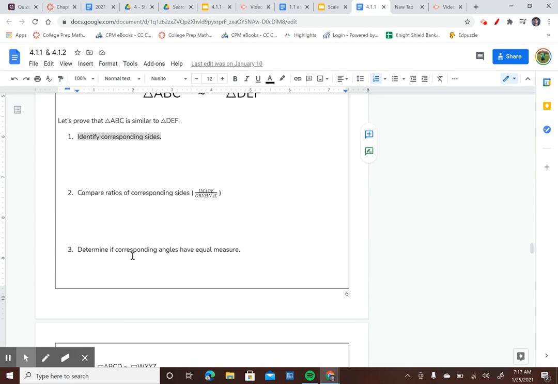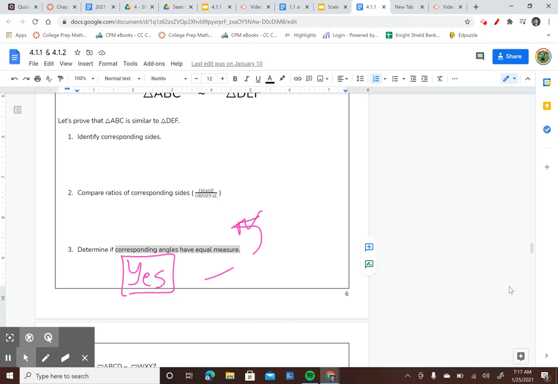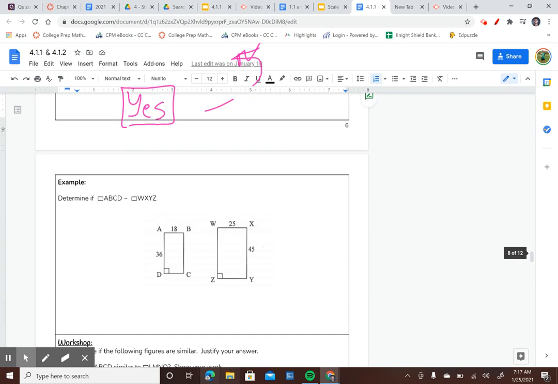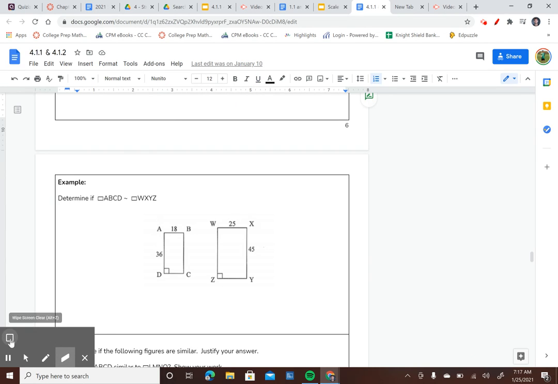Determine if corresponding angles have equal measure. Okay, so that's what we just did. We said it was 3 over 2 for each of them. So yes, and we would typically show our work here for that part, but we showed it up above. So since they were all 3 over 2, we can determine that they are in fact similar. If they weren't all 3 over 2, then they would not be similar.